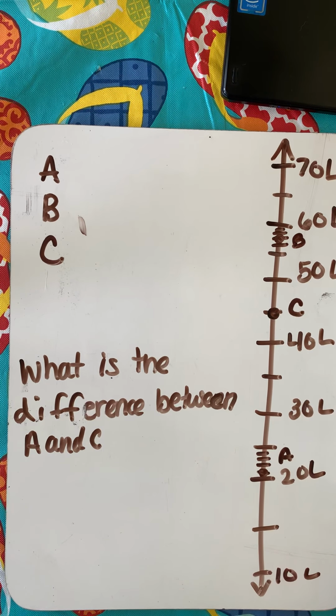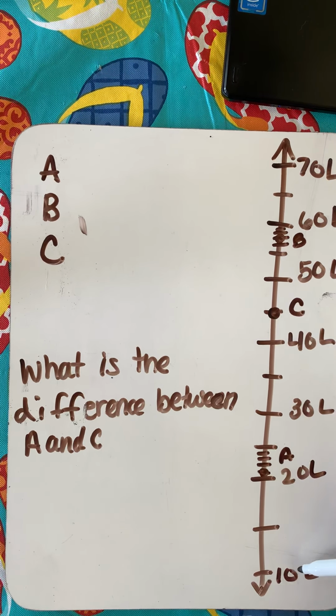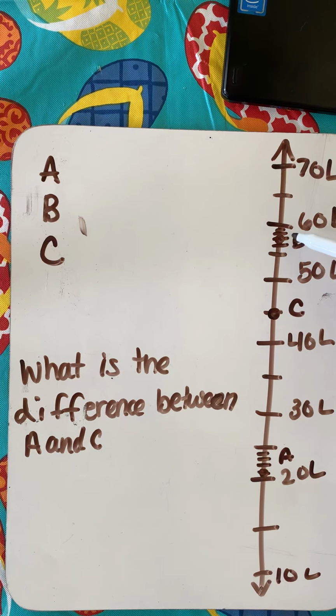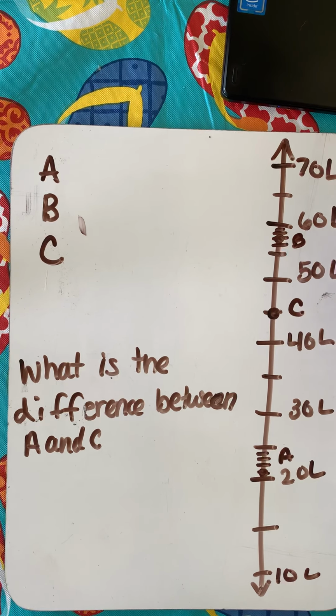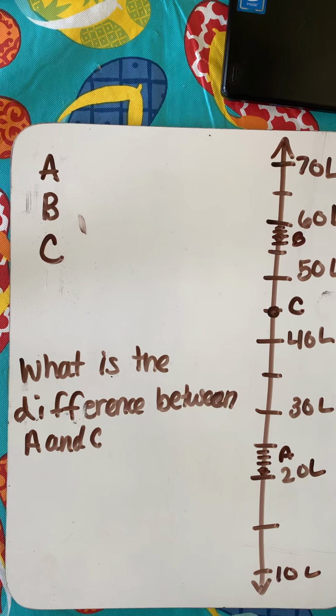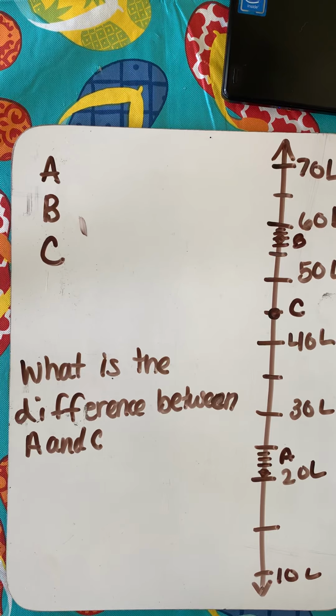Hi everybody and welcome to word problem 30. This is about reading capacity on a number line. What we're doing here is we have a number line in liters that goes from 10 liters to 70 liters. This is kind of hard to read because it's blobby with my marker, so we'll include the paper copy too, so it might be a little easier to read.